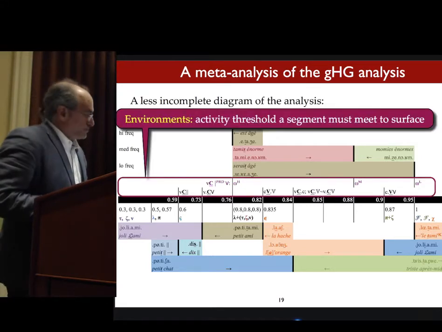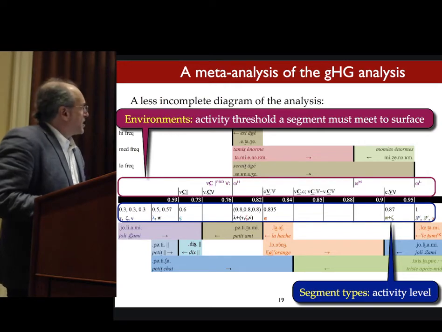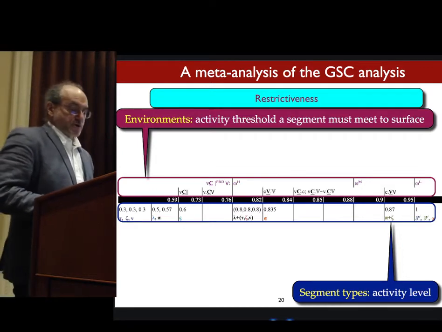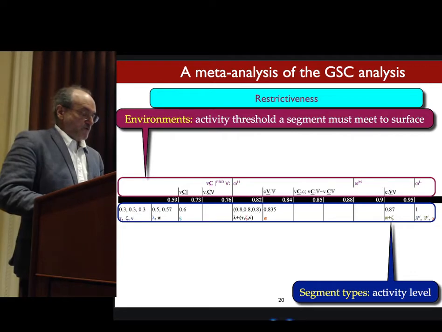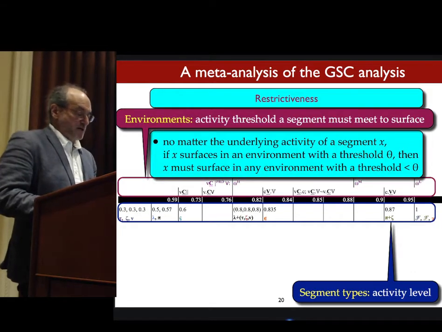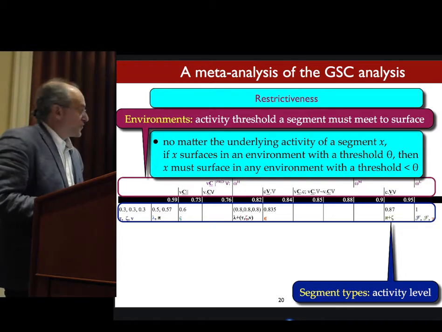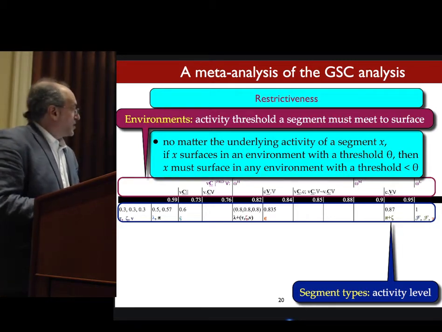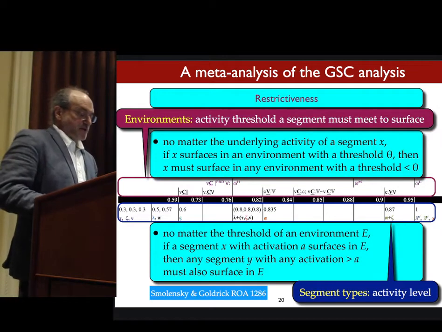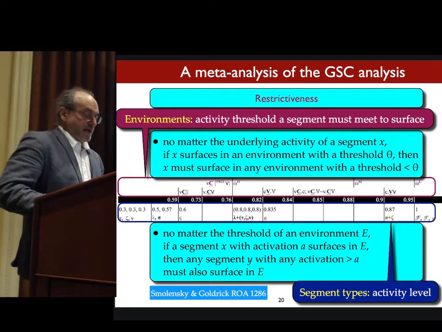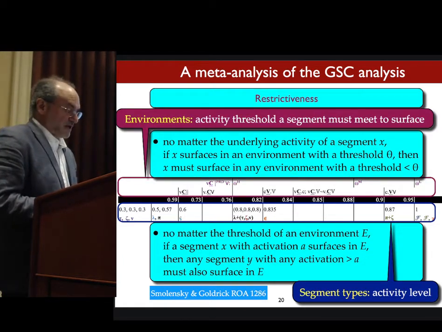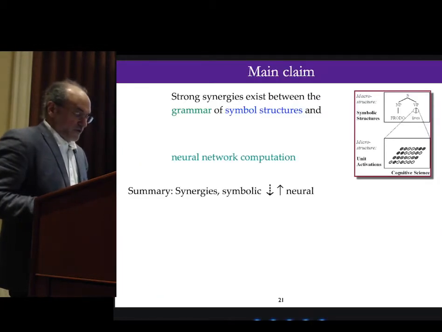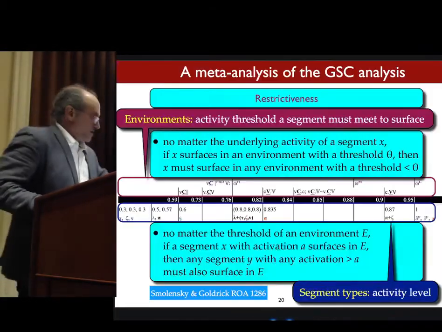Now, the analysis here is subject to some restrictions on the patterns that it can generate. Certain implications must hold about the inventory of surfacing segments. So for example, no matter what the underlying activity of segment X is, if that segment surfaces in an environment with a threshold theta, then that segment must surface also in any environment with a threshold lower than theta. Or no matter what threshold an environment has, if a segment X with activation A surfaces in that environment, then any segment with an activation greater than A must also surface in that environment. You can read about this analysis in great detail in a paper on the Rutgers Optimality Archive here.